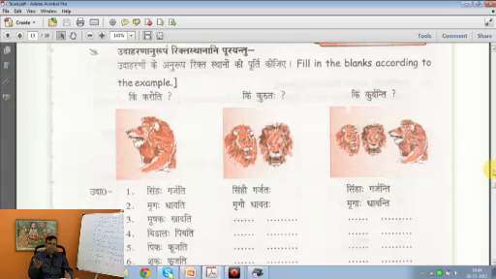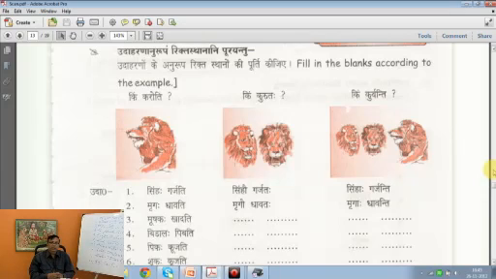Gacchati, gacchataha, gacchanti. Pashyati, pashyataha, pashyanti. Bhramati, bhramataha, bhramanti. Likhati, likhataha, likhanti. Pachati, pachataha, pachanti. Nrutyati, nrutyataha, nrutyanti. Prakshalayati, prakshalayataha, prakshalayanti. Uttishtati, uttishtataha, uttishtanti. And several verbs in the same line.